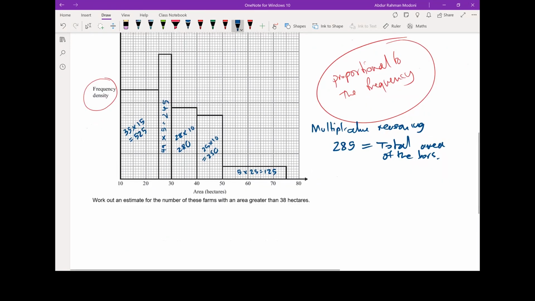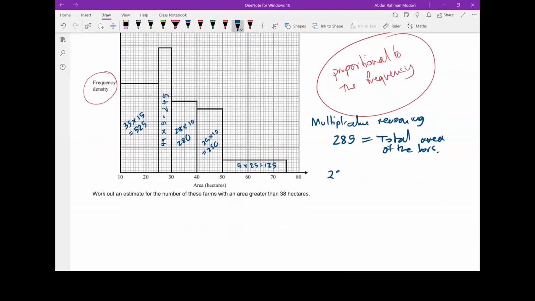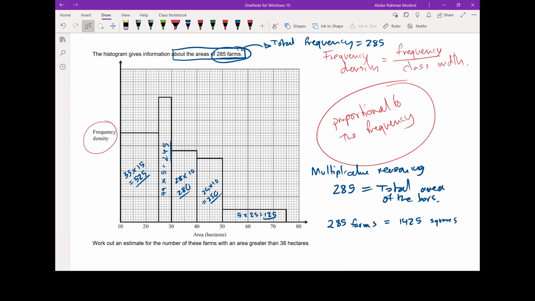So I'm going to write that down: 285 farms. Always write the unit so we know what we're dealing with. 285 farms is equal to a total of 525, 245, 280, 250, and 125. If we add those together, 525 add 245 add 280 add 250 add 125, that equals 1425. So that's equal to 1425 little squares. That's all from that first sentence, line by line.